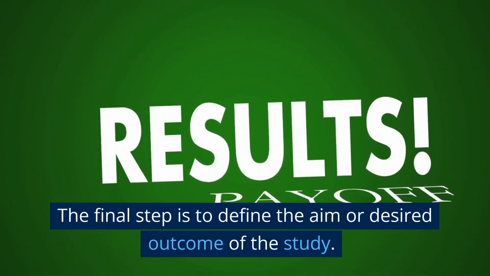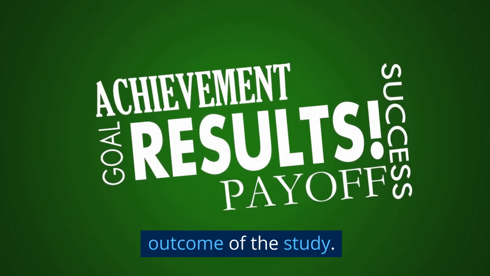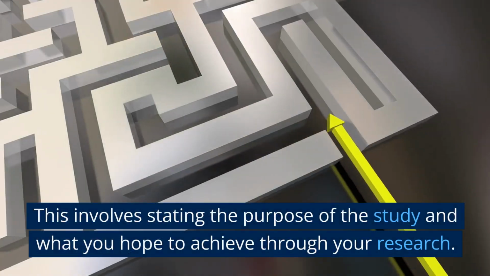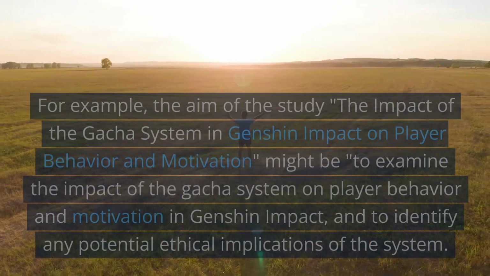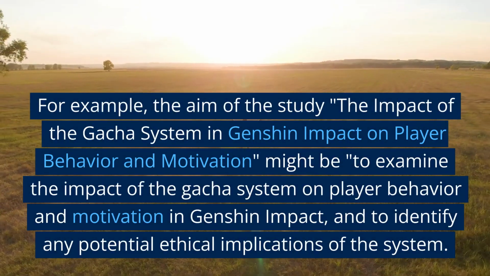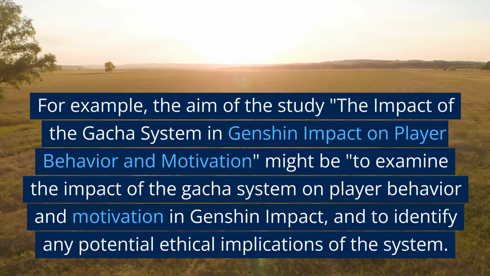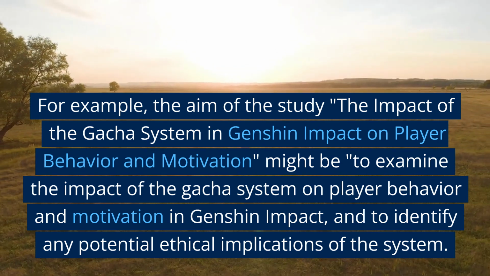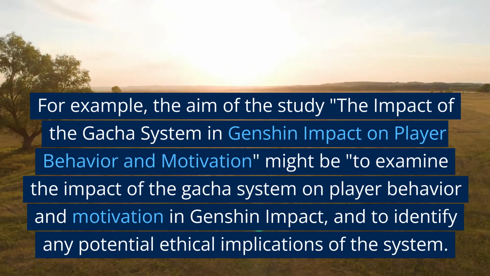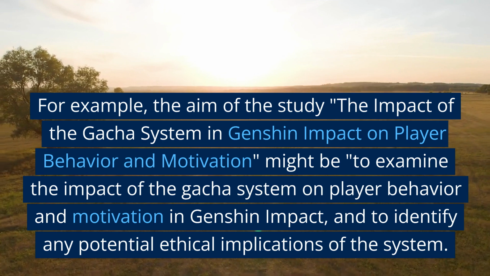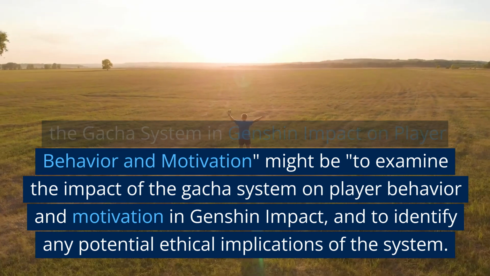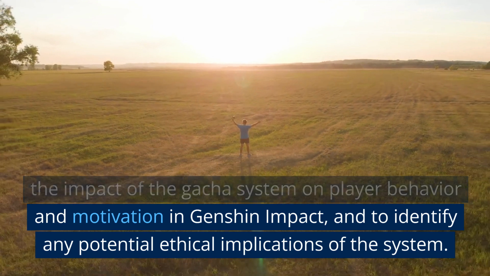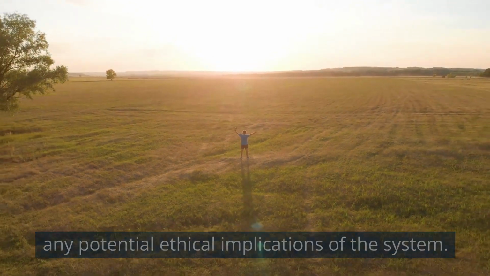The final step is to define the aim or desired outcome of the study. This involves stating the purpose of the study and what you hope to achieve through your research. For example, the aim of the study, "the impact of the gacha system in Genshin Impact on player behavior and motivation," might be to examine the impact of the gacha system on player behavior and motivation in Genshin Impact and to identify any potential ethical implications of the system.